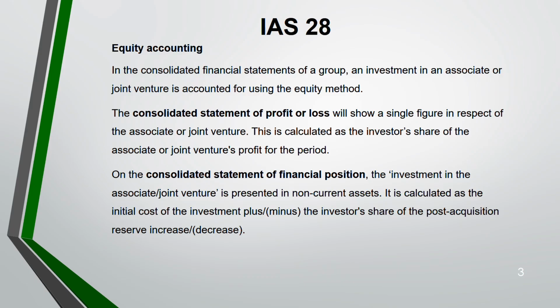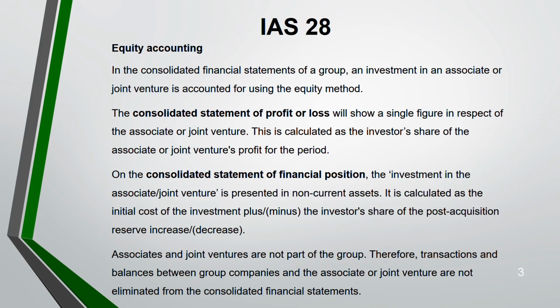Initially you will measure your associate or joint venture at cost, but the subsequent measurement will be that you have to take the investor's share of the post acquisition profit. So your cost will increase or decrease by the investor's share of the post acquisition profit. If your profit increases, you add it to the cost, and if it decreases, you deduct it from the cost. So it can increase or decrease. That is equity accounting. So with the initial cost of investing in the associate or joint venture, you add the post acquisition profit if it increases, or deduct if your post acquisition profit reduces.